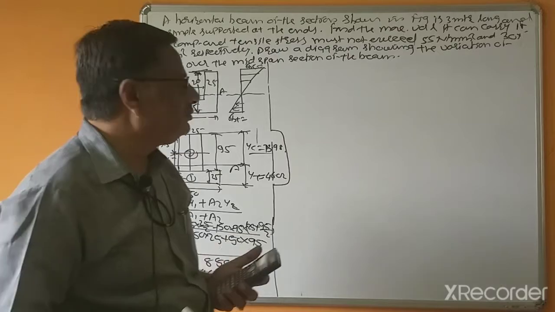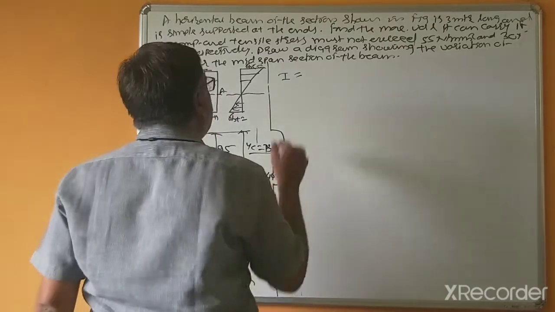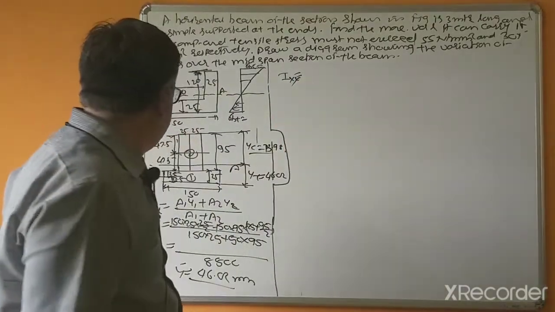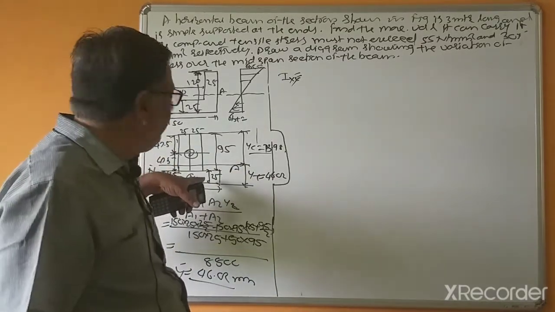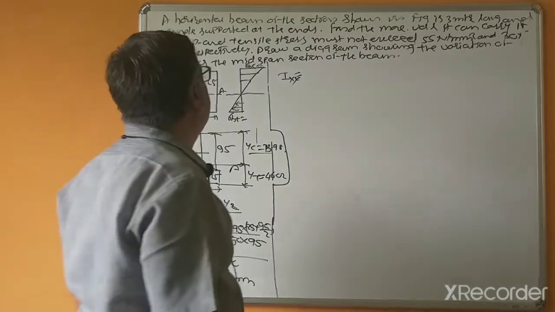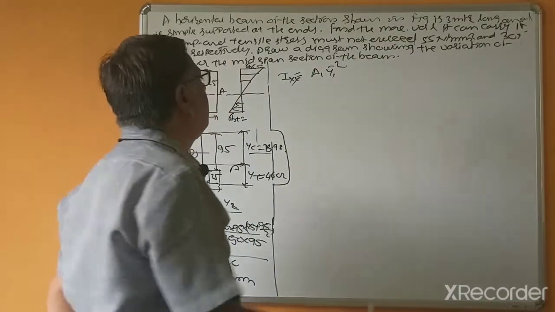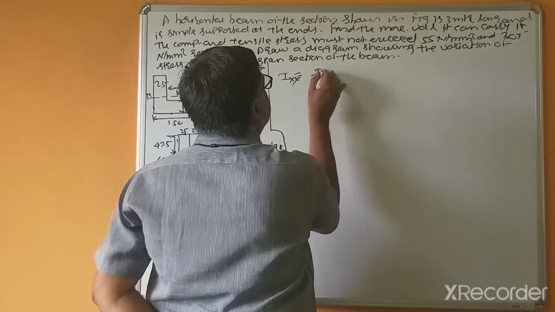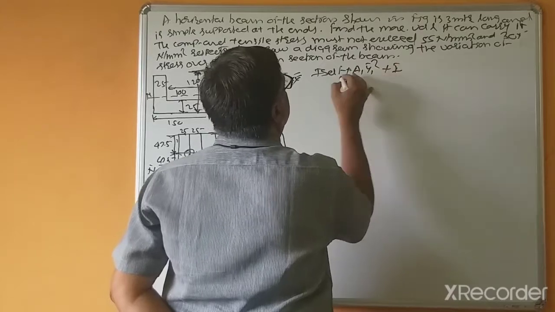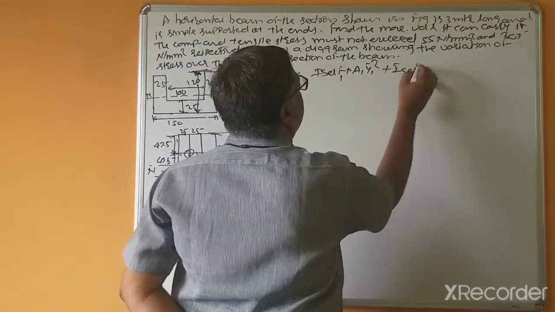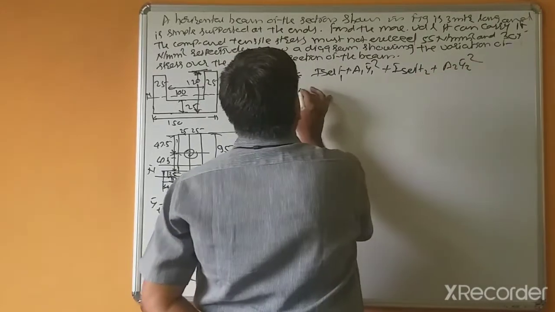Right. Now you can calculate the moment of inertia about the x-axis, because this section is not symmetrical about the x-axis. It is a combination of two rectangles. So that's why we use the parallel axis theorem: the self moment of inertia of the first plus A1 y1 bar square, plus the self moment of inertia of the second plus A2 y2 bar square.